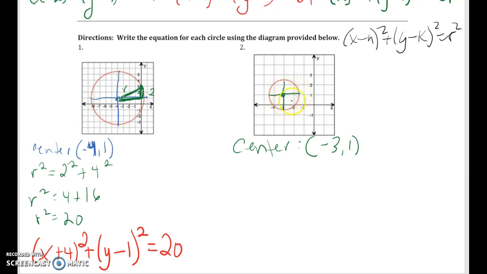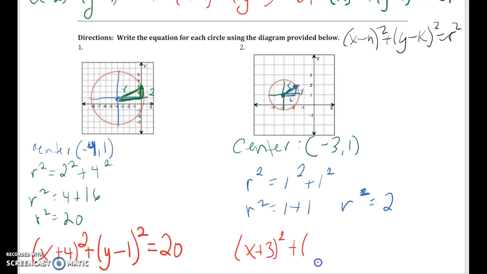Again, notice that the endpoints of my diameters are not nice points, so I'm going to pick a point that is nice on my circle, and I'm going to connect that point to the center, because that's the radius, and I'm going to solve for the radius. So radius squared equals, this is 1 squared, this is 1 box, so radius squared equals 1 plus 1, so our radius squared equals 2. Again, I don't need the radius. It didn't ask me to state the center and the radius. It asked me for the equation. So x plus 3 squared plus y minus 1 squared equals the radius squared, which is 2.